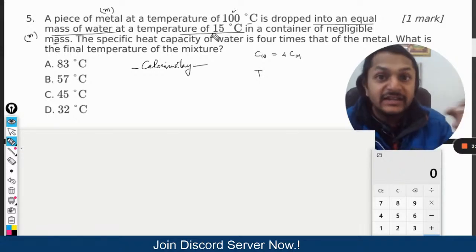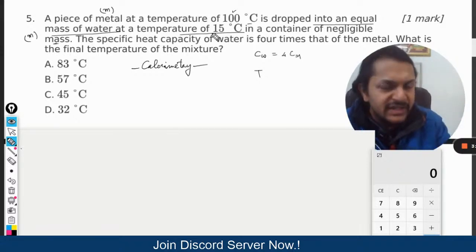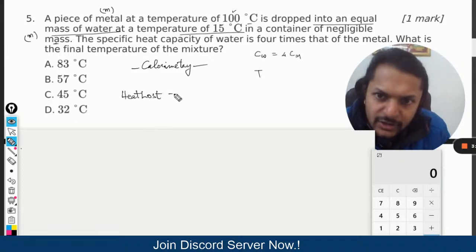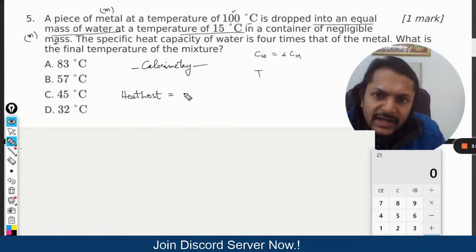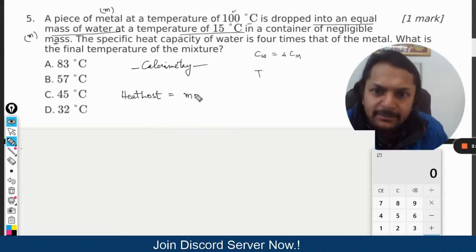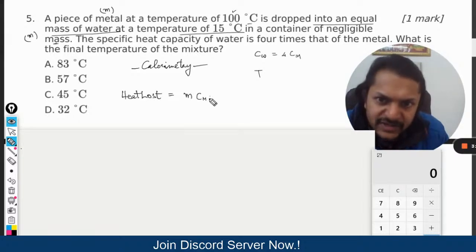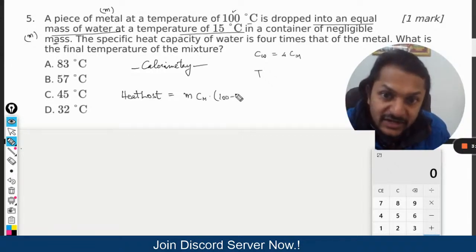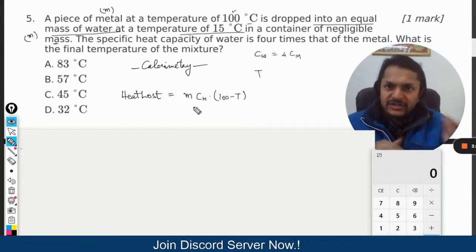It means it has gained some heat. So the heat lost is equal to heat gained. So first of all, I can write heat lost will be equal to, let us say for the metal piece, mass is m and specific heat of metal Cm, into delta T. So earlier it was 100, now it is T, which is lesser than 100. So we have to write 100 minus T.